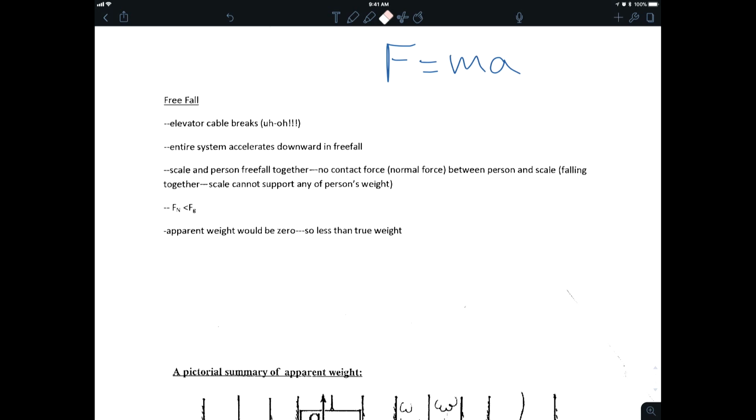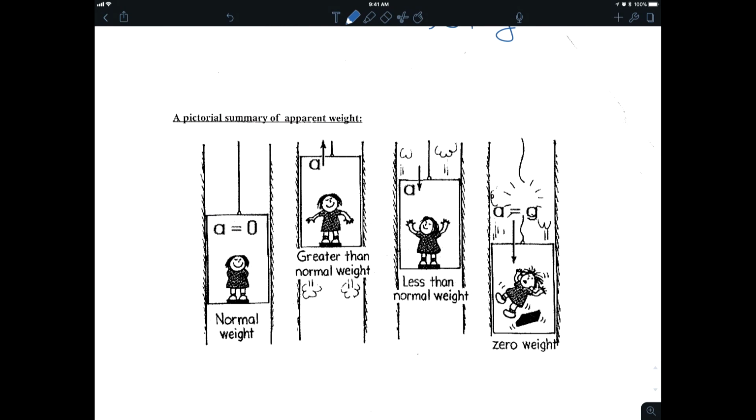So your apparent weight is a lot less than your actual weight. Your apparent weight appears to be 0, but you actually still weigh, let's say the person weighs 50 kilograms if they're standing on the ground, you actually still weigh 50 kilograms. And so here is just a little picture drawing of the idea of this whole system. So there you guys have it.